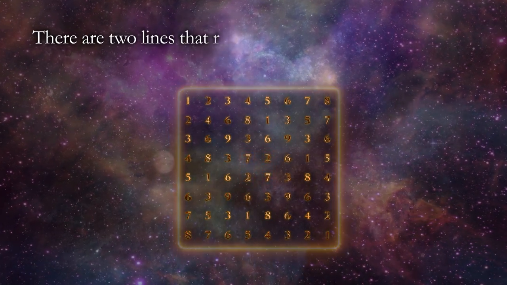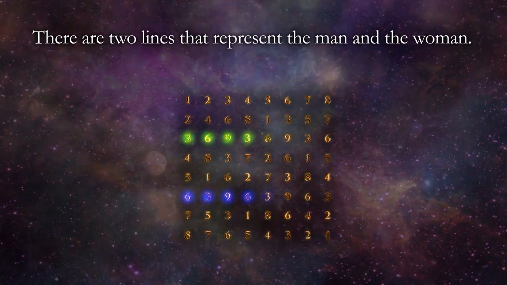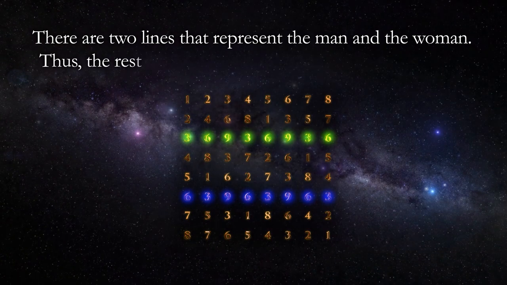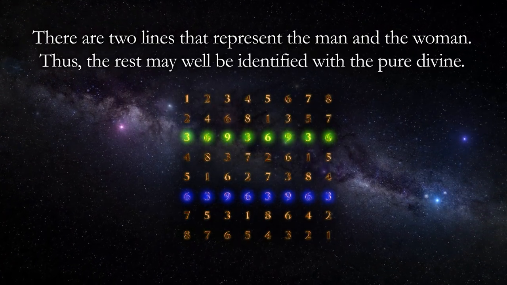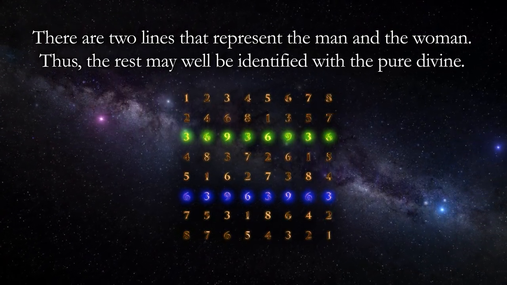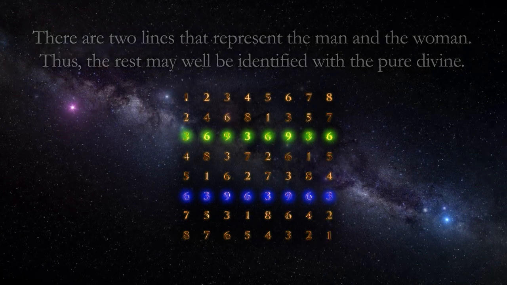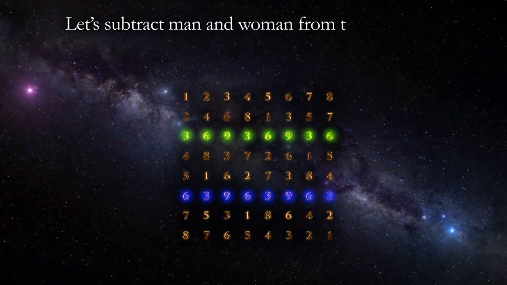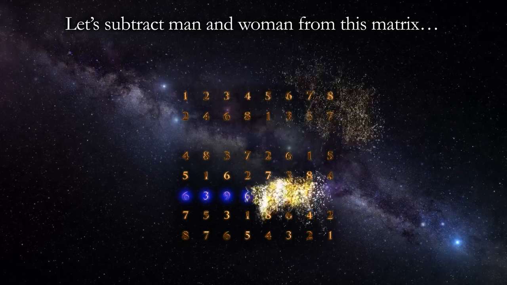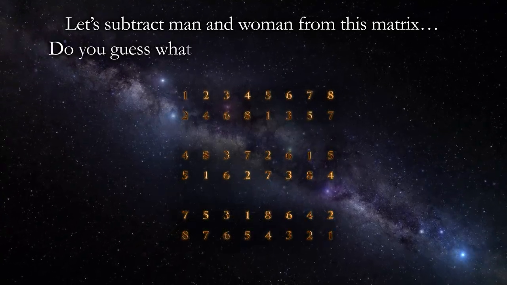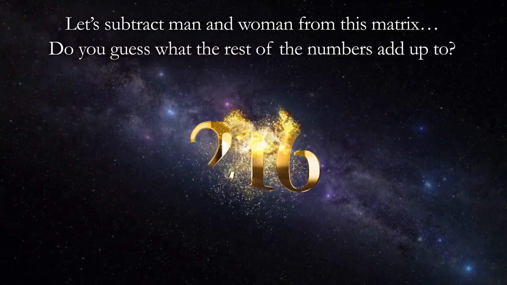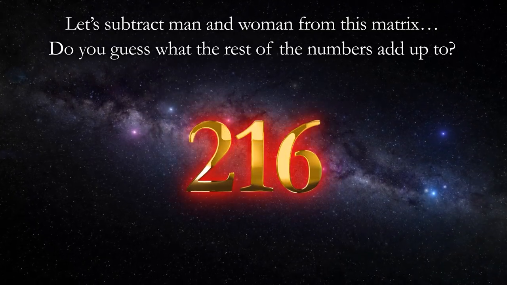The name of God is in the shape and the heart of this matrix. There are two lines that represent the man and the woman. Thus, the rest may well be identified with the pure divine. Let's subtract man and woman from this matrix. Do you guess what the rest of the numbers add up to? Precisely 216.